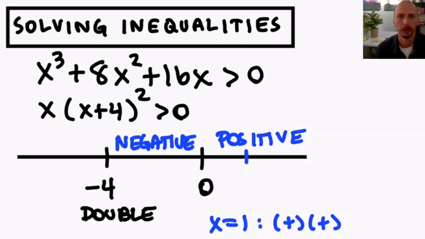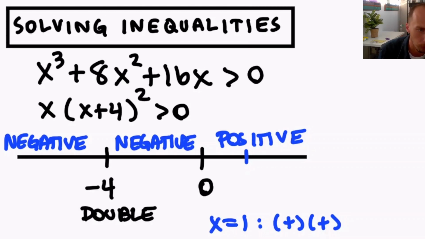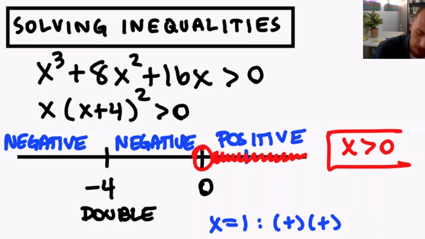So I'll write negative there. You don't have to just write a plus sign or a minus sign. You can do whatever you want. Okay, and at a double root, we're not going to see a sign change, so this is also going to be negative. Okay, and so if I'm interested in where this is greater than 0, well, it's equal to 0 here, and it's positive all throughout there, so this is going to be where x is greater than 0. That'll be the solution to this inequality.